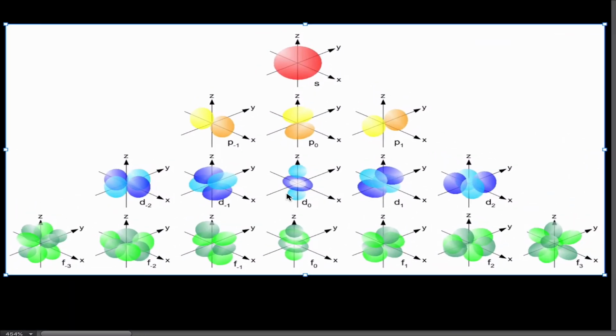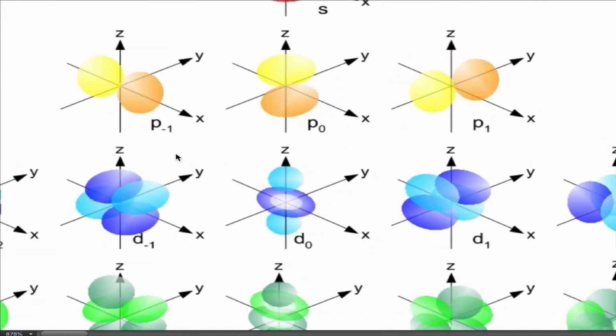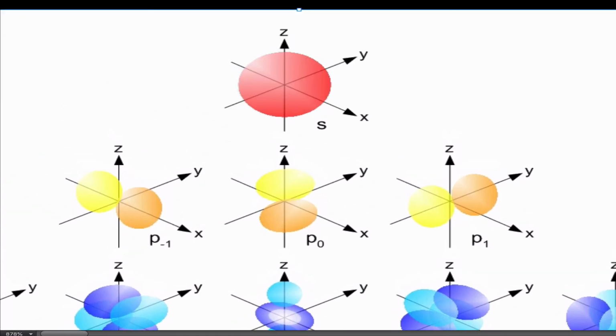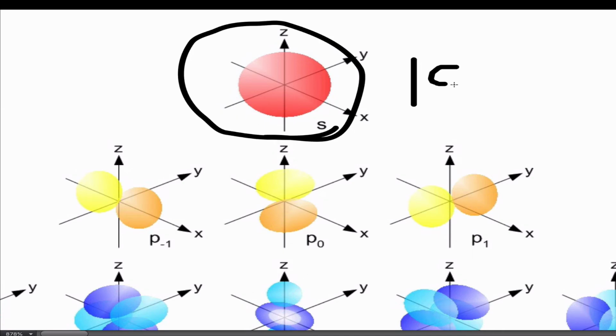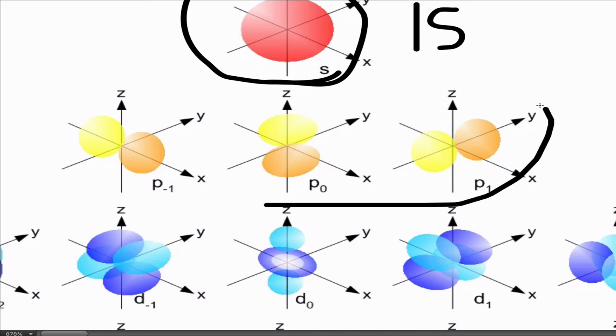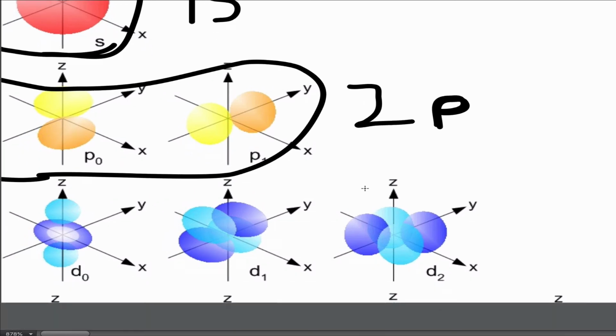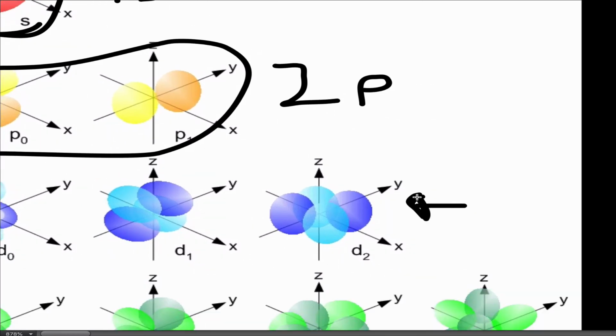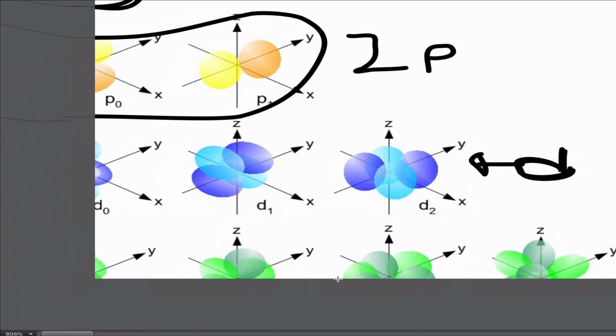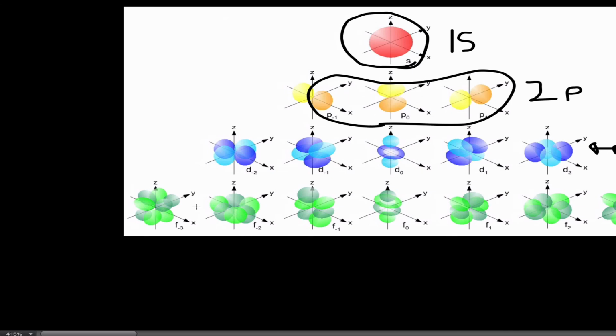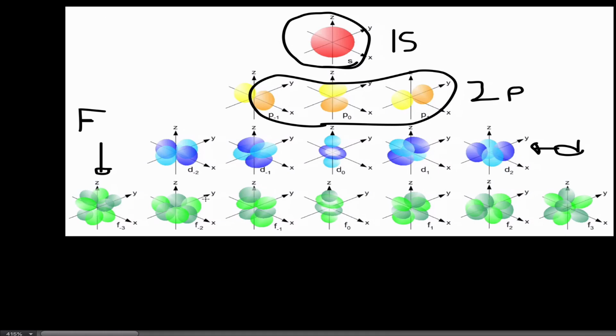So here are the first few energy levels. So, for example, here is the 1s, right? And this is the 2p, and these are the D ones, 2D, and these will be the Fs. Okay, so now we have all the orbitals here, or the first few orbitals.